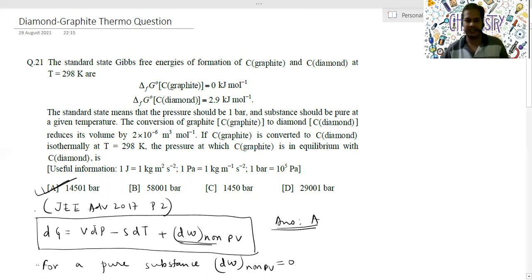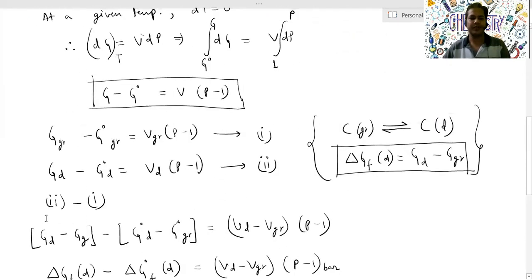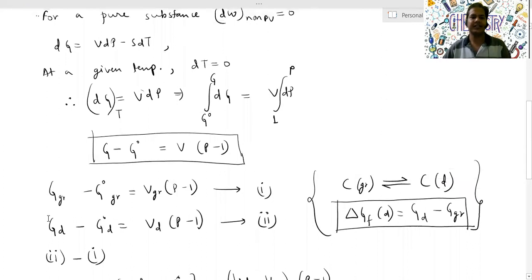And we have solved it. Understood everyone? So not very difficult. You may go through this again. dG is equal to VdP minus SdT. At constant temperature, dG is VdP. We'll get G minus G naught as V into P minus 1. So G of graphite minus G naught of graphite is volume of graphite into P minus 1. G of diamond minus G naught of diamond is volume of diamond into P minus 1. G naught is the Gibbs energy at 1 bar pressure, and 1 bar pressure is the standard condition. It is given that 1 bar is the standard condition.